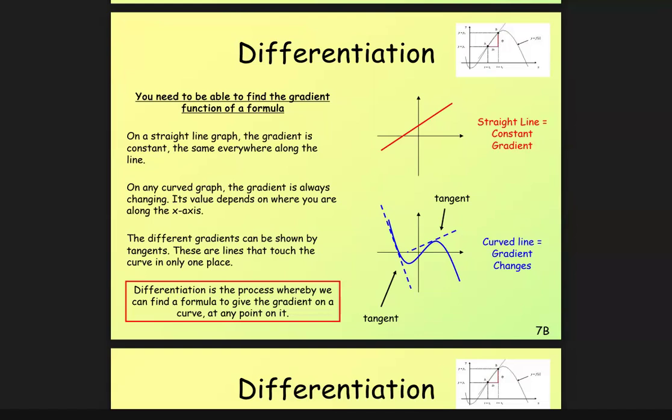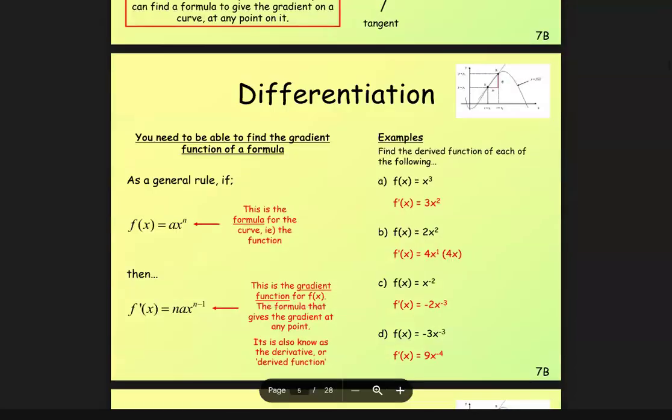On a curved graph, the gradient is always changing. Its value depends on where you are along the x-axis. For example, you can see that this is a curve. The gradient here is going to be different from the gradient here. The different gradients can be shown by tangents, lines that touch the curve at only one place. So differentiation is a process where we can find a formula to give the gradient on the curve at any point.